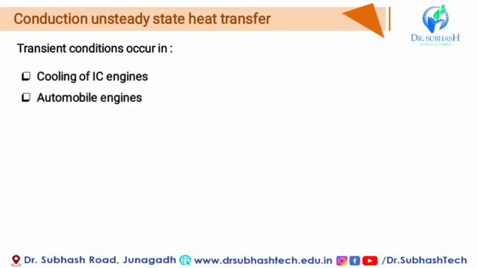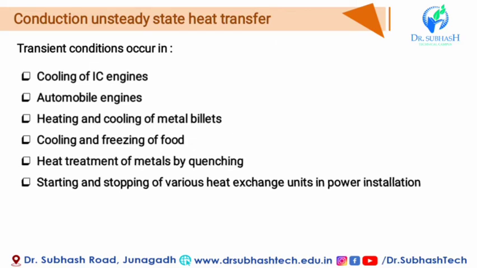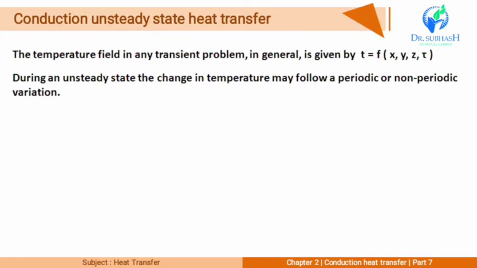Transient conduction occurs in cooling of IC engines and automobile engines, heating and cooling of metal billets, cooling and freezing of food, heat treatment of metals by quenching, starting and stopping of various heat exchange units in power installations, brick burning process, vulcanizing of rubber and many more. The temperature field in any transient problem in general is given by T equals a function of x, y, z and tau.